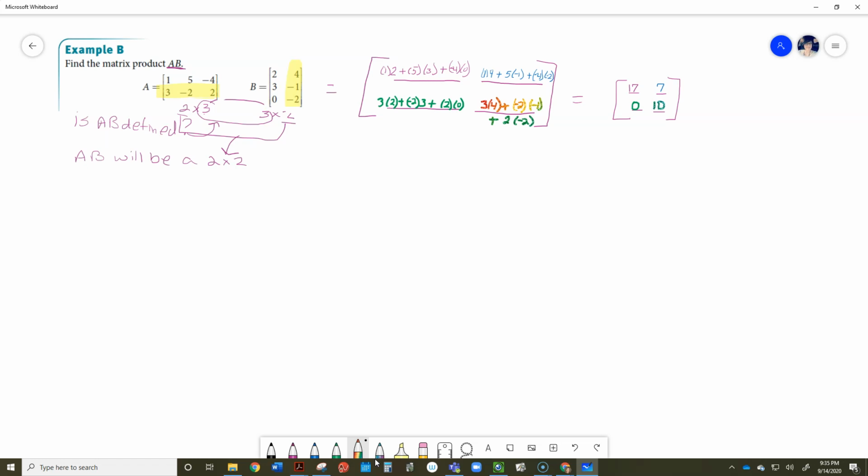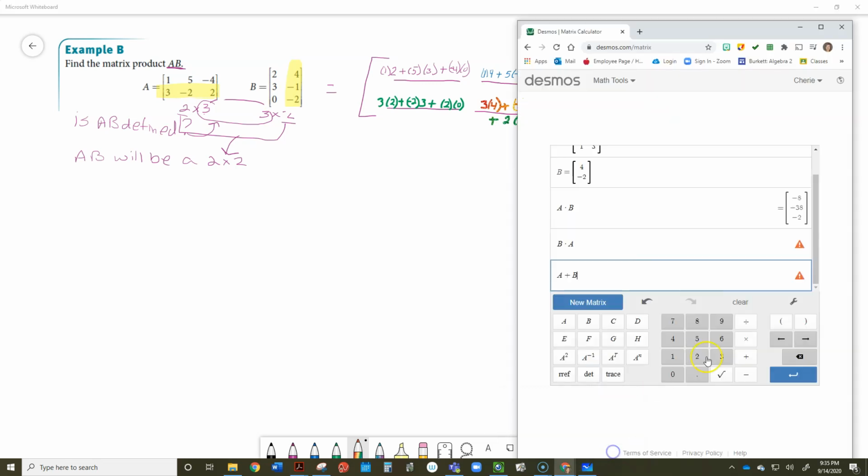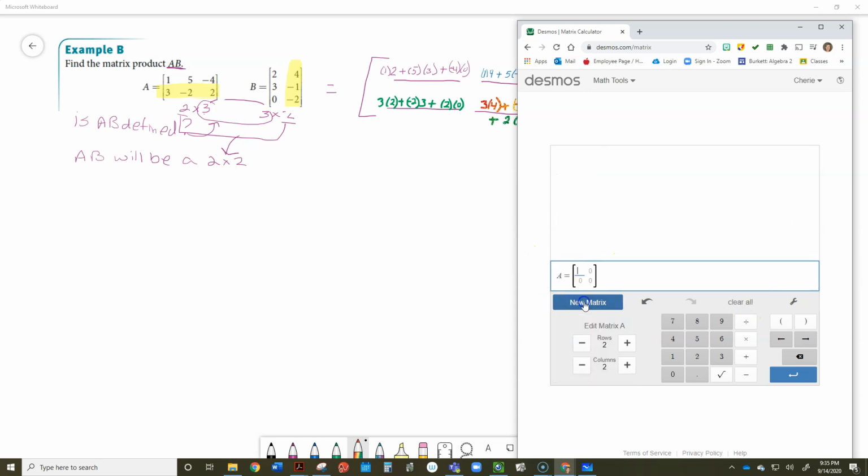All right, now real quick, I hope I haven't gone over on my time because I lost my timer. Let's go real quick to this one. I need to clear all this off because I have a new A and B. A, new matrix, is a 2 by 3. So it's 1, 5, -4, 3, -2, and 2, and enter that.